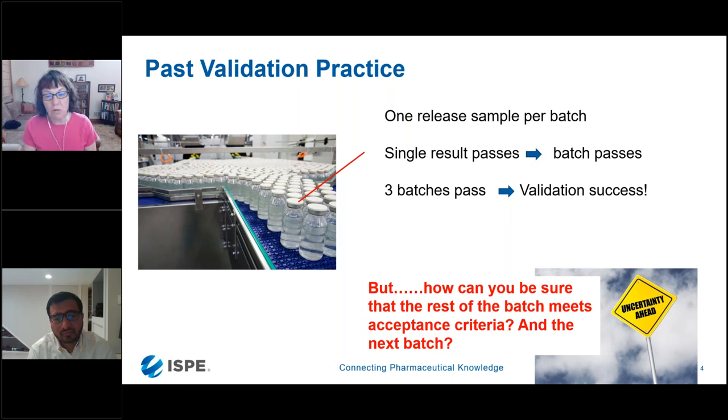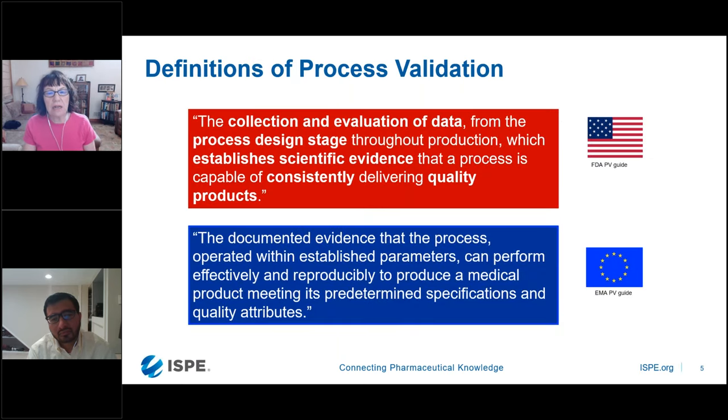assure ongoing product quality? Well, the FDA said we're going to think differently about validation. We're going to define it as the collection and evaluation of data from the process design stage. Notice, the process design stage throughout production. So it's not that one-off event of three batches and done. You'll establish scientific evidence that a process is capable of consistently delivering quality products.